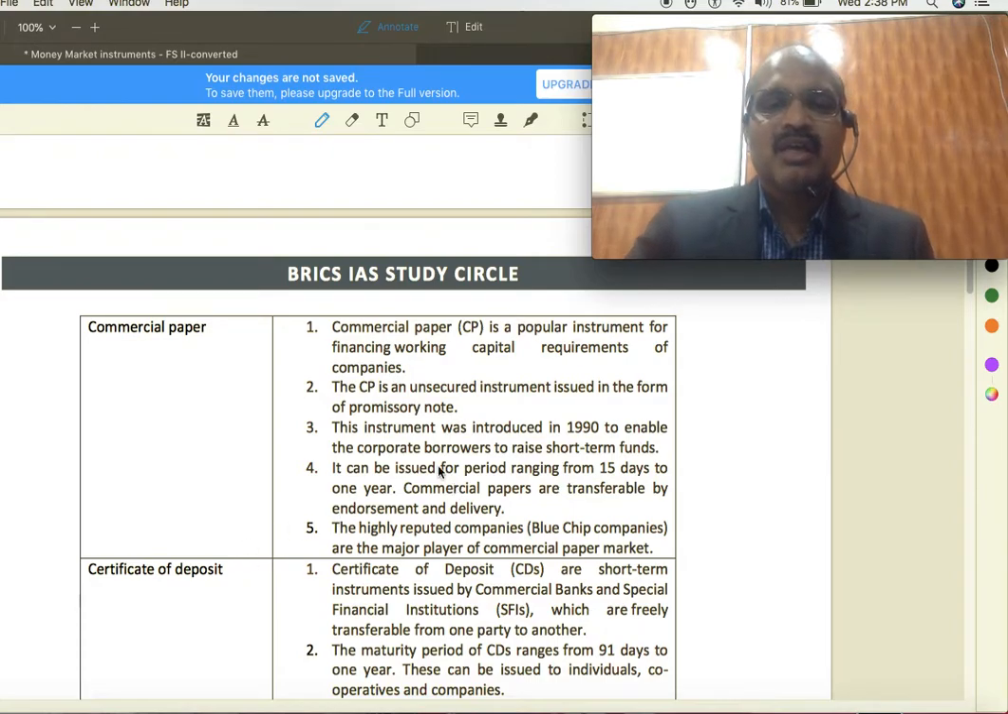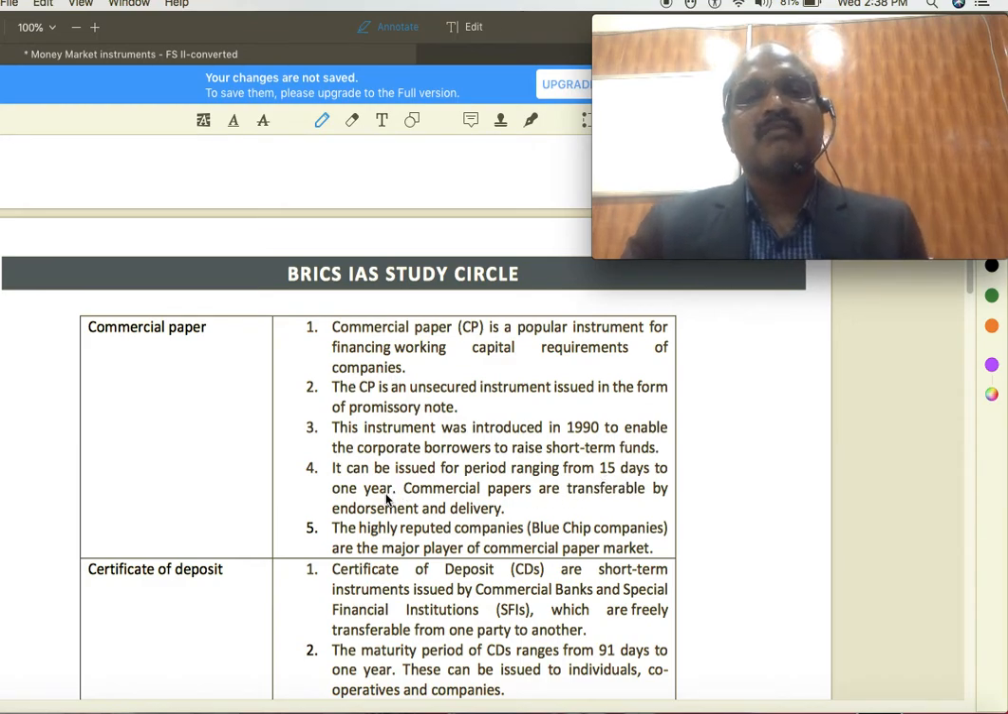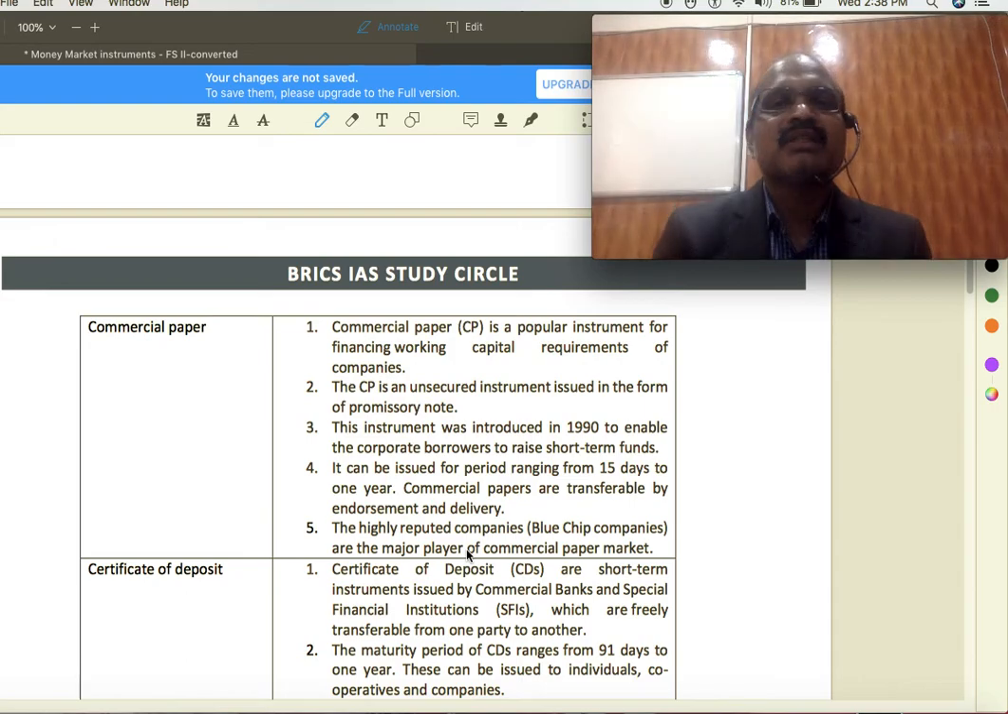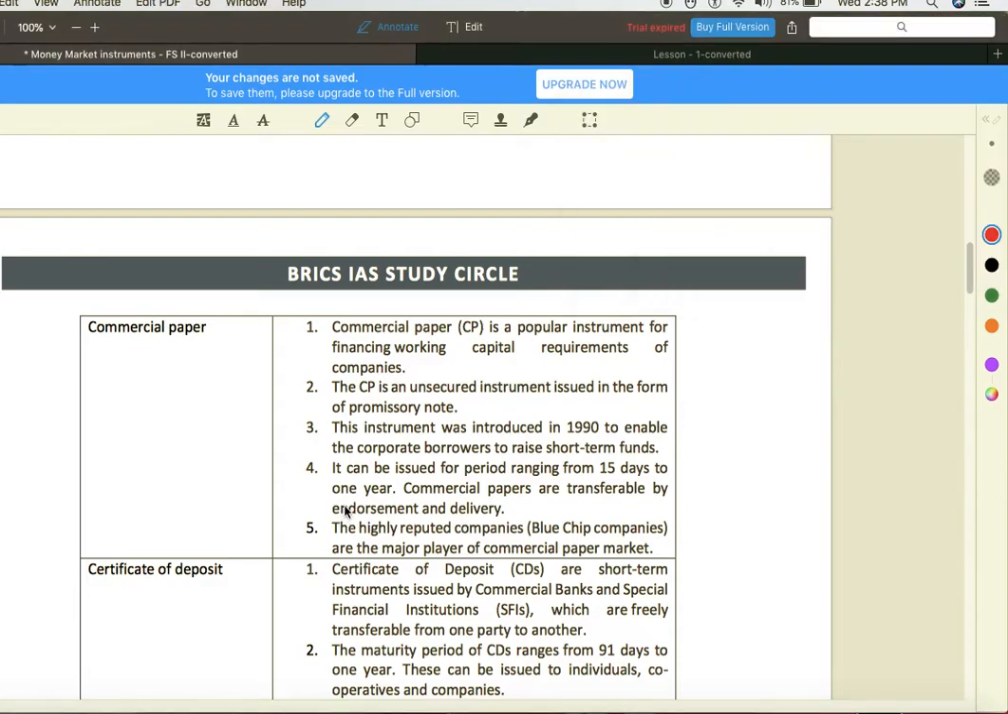Third point you see, it was introduced in 1990. It can be issued for a period of 15 days to 1 year. You understood now? That's why it is in the money market, because the money market normally deals with short term. Yes, commercial papers are transferable by endorsement and delivery. Understand these 2 points clearly.